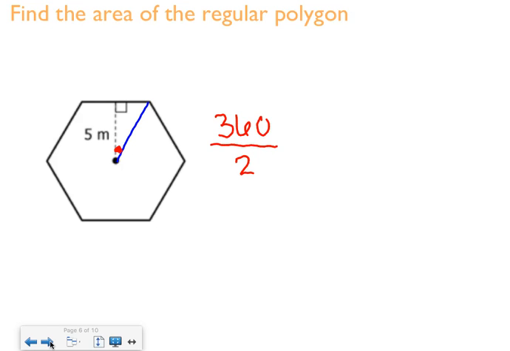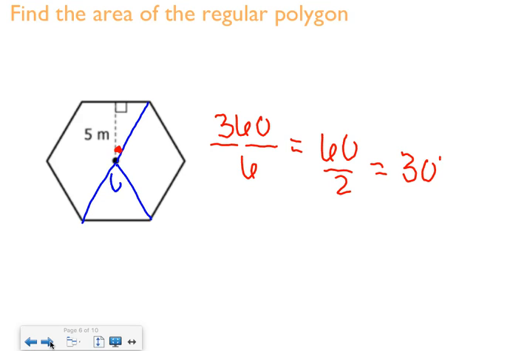Yep. You do that. Divide by 6, what do we get? Should be 60. But then what do I have to divide this number by? 2, so we get 30. This angle is 60. This big angle, but I only want half of it. So I have to divide it by 2.